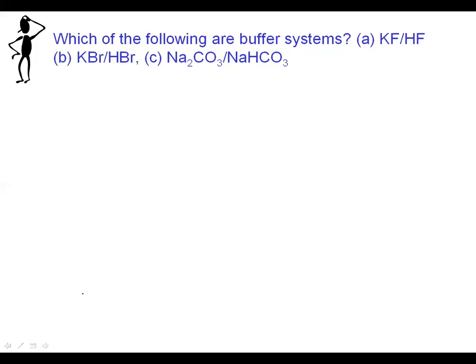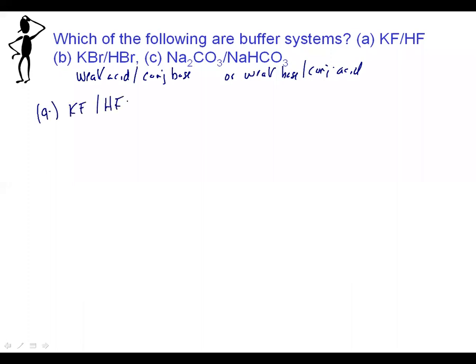All right, so let's take a look at this. First thing, remember that in order for it to be a buffer, we need a combination of either a weak acid and its conjugate base, or a weak base and its conjugate acid. So when we look at the first one, A, we have KF and HF. And the way you can determine it is if you look at HF, you hopefully could recognize that that is a weak acid.